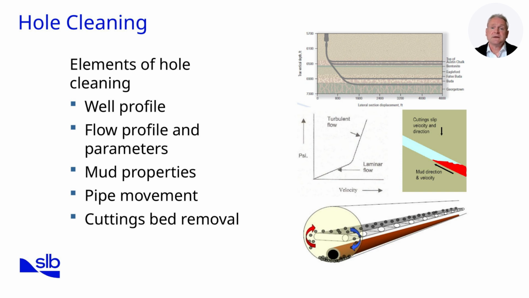The second element is the flow profile and parameters. The annular velocity, or speed of fluid moving up the annulus, must be sufficient to exceed the slip velocity of cuttings. Turbulent flow improves suspension, whereas laminar flow increases the risk of cuttings settling. Optimizing flow rate and rheology is therefore critical.